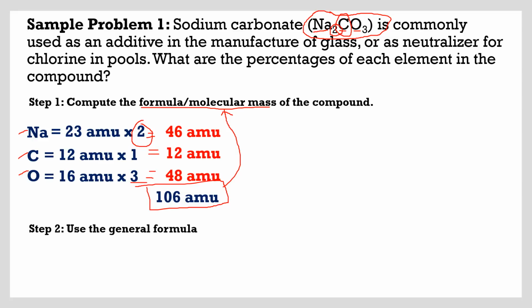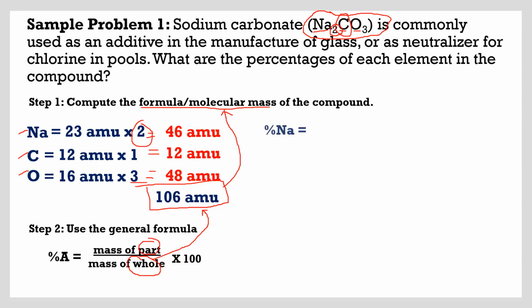Now the next step is to use the general formula. Again, percent of that element is equal to mass of the part divided by the mass of the whole. To explain this one, the mass of the part pertains to the molar masses of each element, and the mass of the whole is the molecular mass itself, this 106. So we are now going to compute the percent composition of each constituent element.